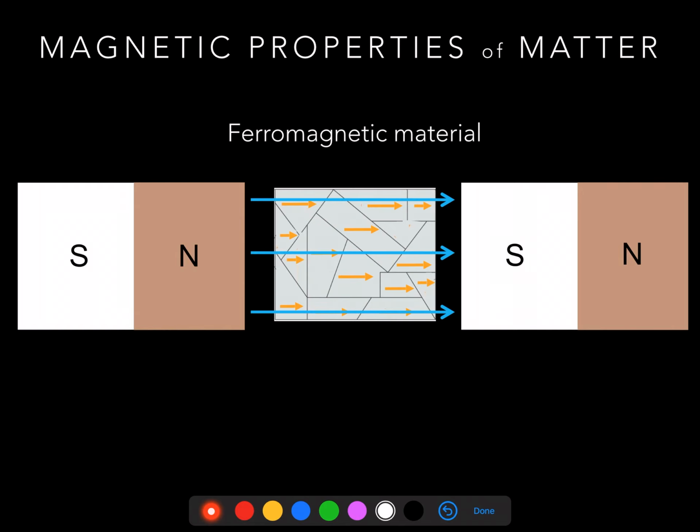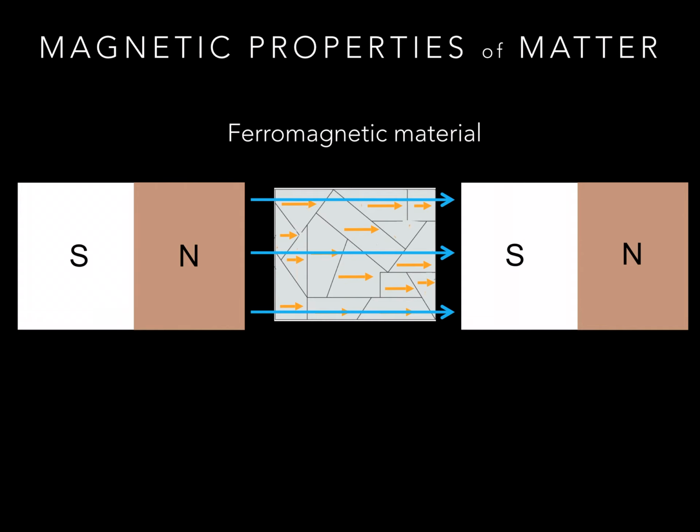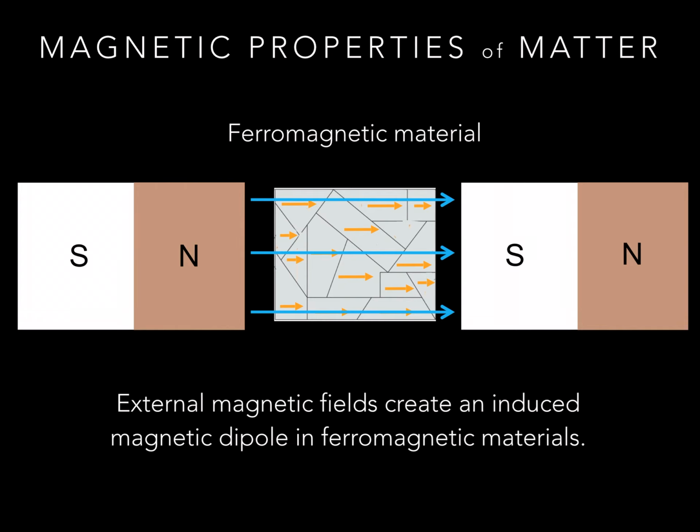Okay? So if you put them in a giant magnetic field, they have a tendency to all line up in the same direction, and that's what we use for permanent magnets, right? We usually have to remagnetize them periodically because as time goes by and things happen, this goes back to being more random, okay? So an external magnetic field creates an induced magnetic dipole in a ferromagnetic material, okay?